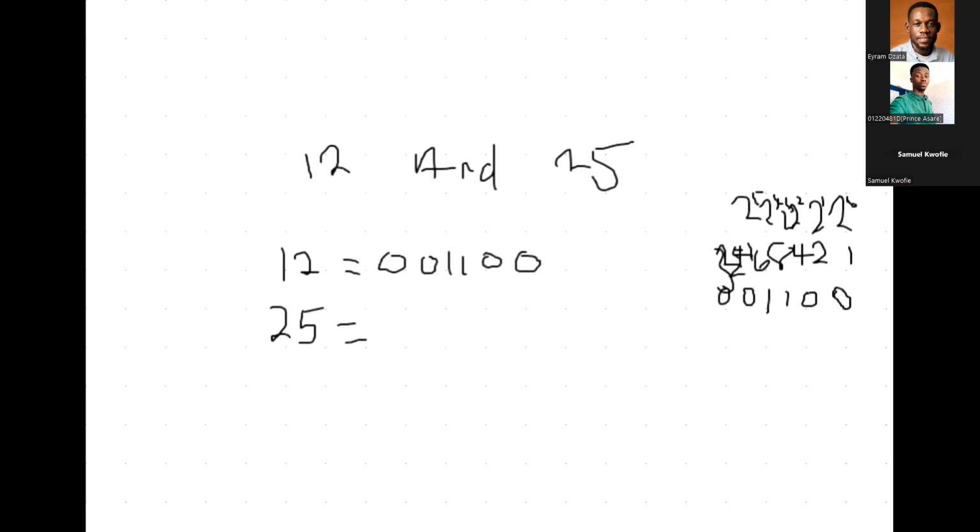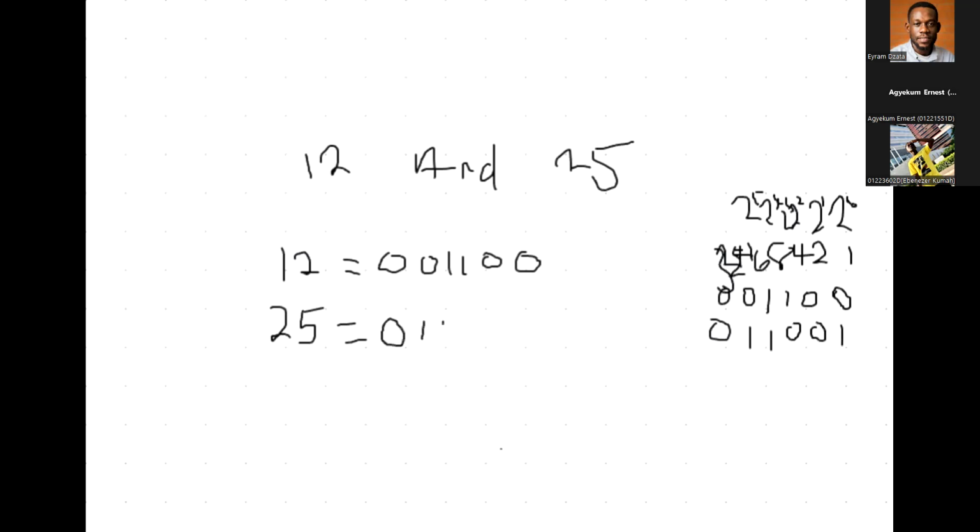So 25 to binary, that will be what? So 16 plus 8, plus 1. So 25 is 11001, which gives us 0, 1, 1, 0, 0, 1.